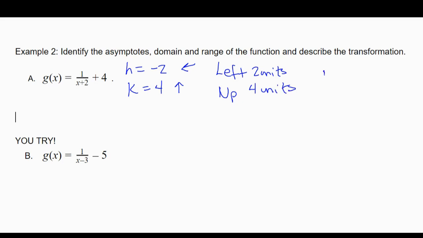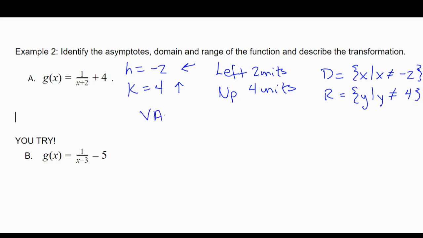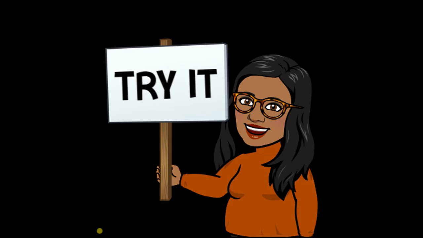That's the transformation. Let's do our domain and range. Our domain is the set of all x such that x does not equal -2. And my range is the set of all y such that y does not equal +4. The location of my asymptotes: the vertical asymptote is going to be x equals -2, and the horizontal asymptote, y equals 4. All done. How did you do?